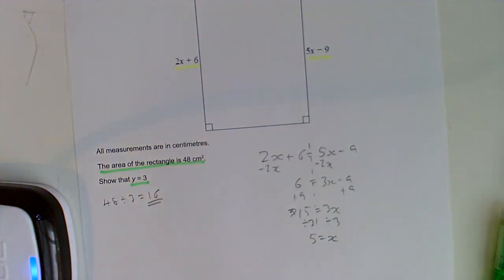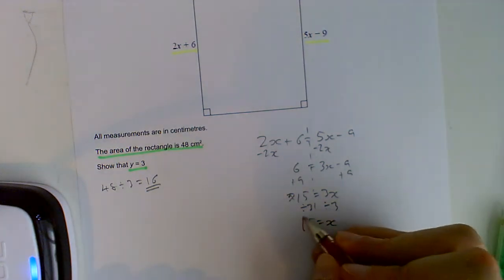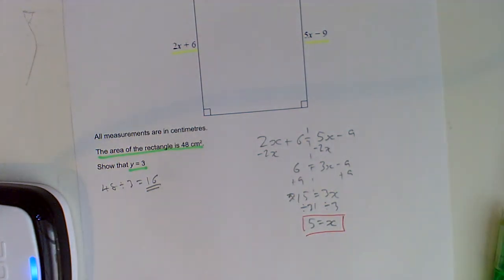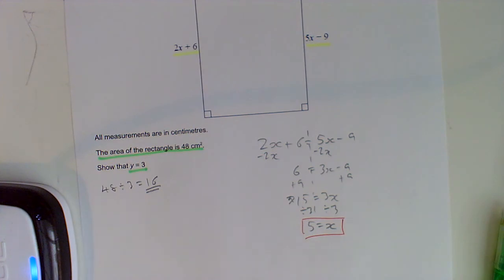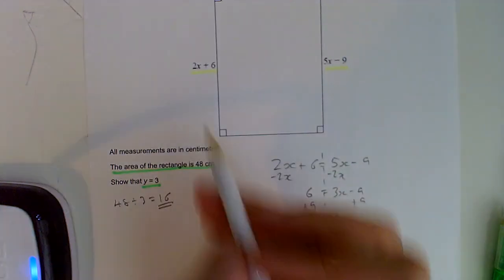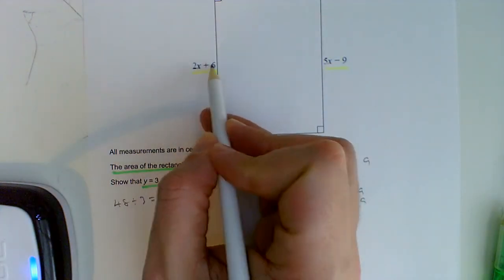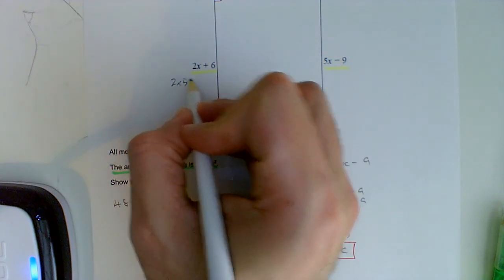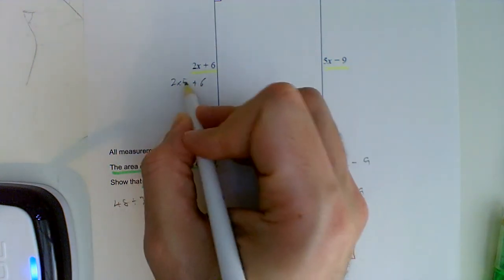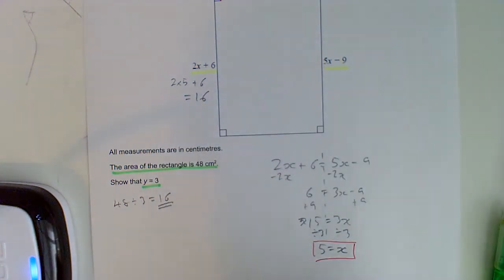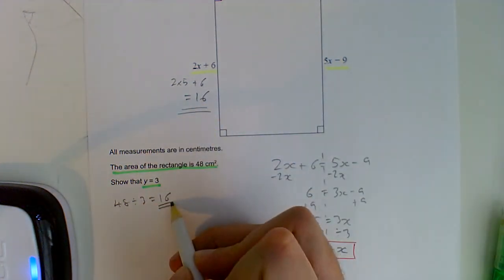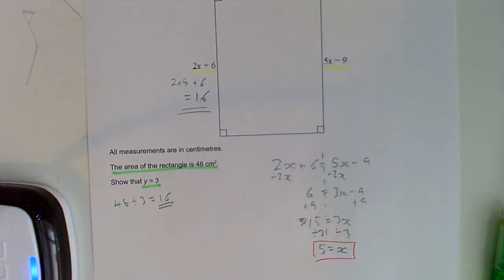Okay. Now what that means is that every single x in the diagram actually is the number 5. So let's have a little look at this side. Then that's 2 lots of 5, add 6. 2 times 5, add 6. 2 times 5 is 10, add 6 is 16. Okay, so we're done. Because we wanted to get 16 and we've got 16 there.